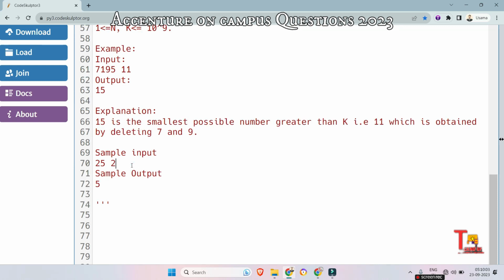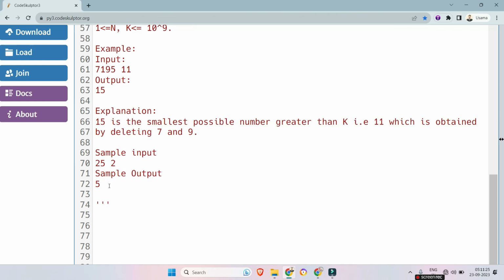In the second input as well, the value of n is 25 and the value of k is 2. The subsequences possible are 2, 5 and 25. So three possibilities, right? In this case, one such number is present that is greater than 2 and just greater than 2, so 5 is possible, and the output is 5, right? I hope you got the logic.